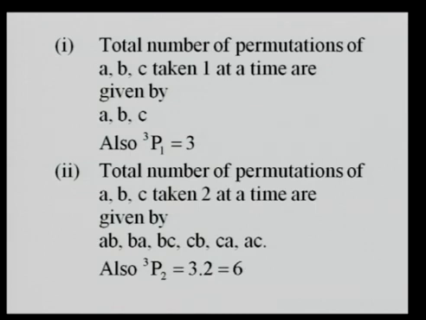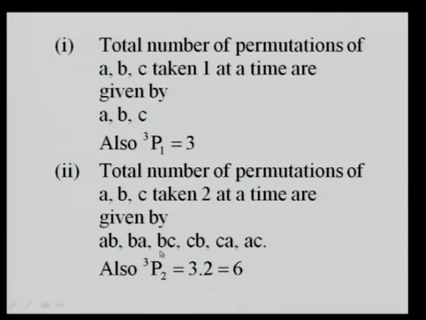To understand this, let us take one small example. Suppose we have only 3 letters a, b, c, and we want to make arrangements of the things taken 1 at a time. One arrangement is a, or we can take b or c. So we have 3 arrangements, a, b and c. So this can be written as 3P1. And if we want to arrange the 3 letters a, b, c taken 2 at a time, the arrangements are ab, ba, bc, cb, ca, ac.